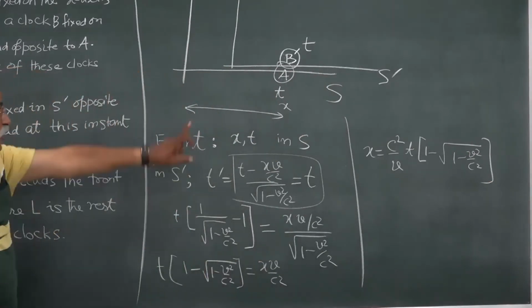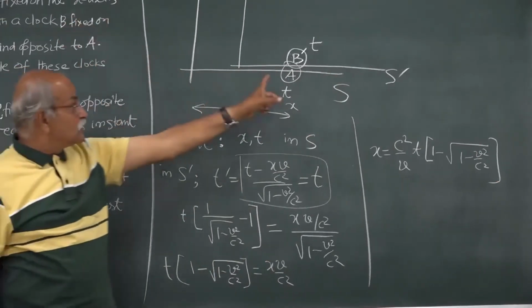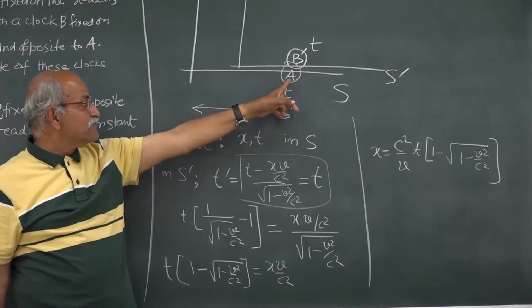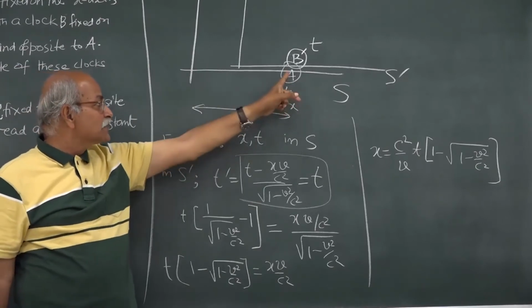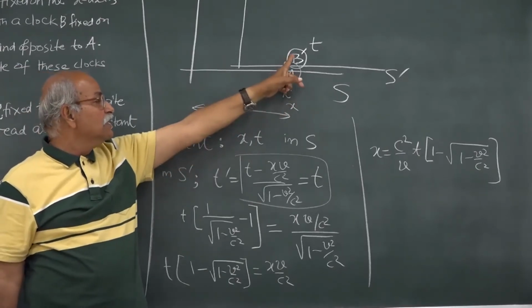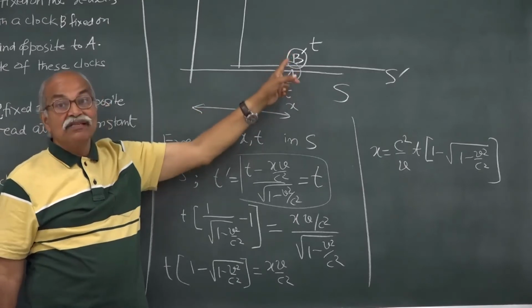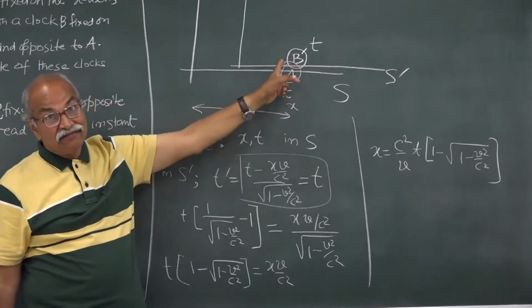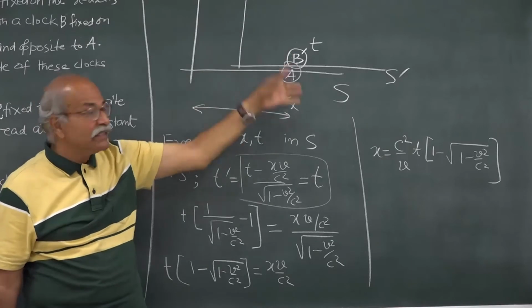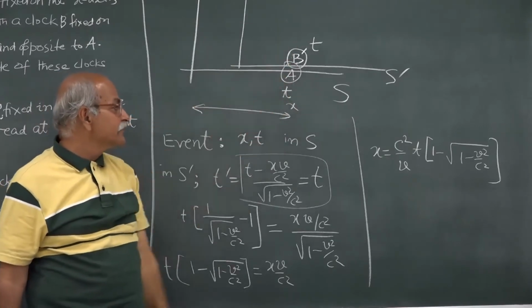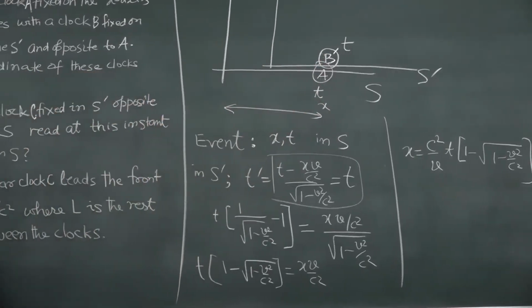So that is the coordinate. At this coordinate the clock of frame S and, at the same position, the clock B of S prime coincide. The readings agree with each other. This is t, this is t. So that is our first part.